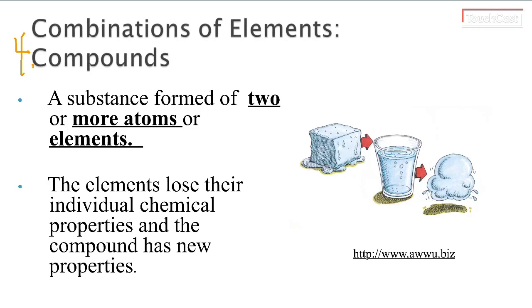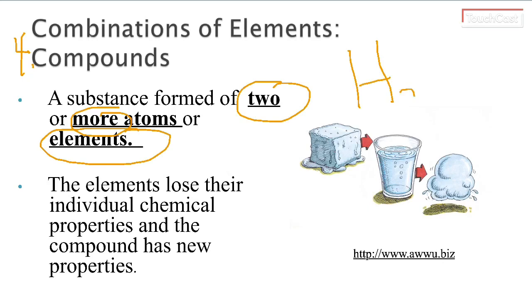Alright, next we have compounds. Number 4 is to define compounds. It is a substance formed of 2 or more atoms or elements. The elements lose their individual chemical properties and the compound has new properties. So you all have heard of H2O. And you probably know that there are 2 atoms of hydrogen and 1 of oxygen. So this is a compound.